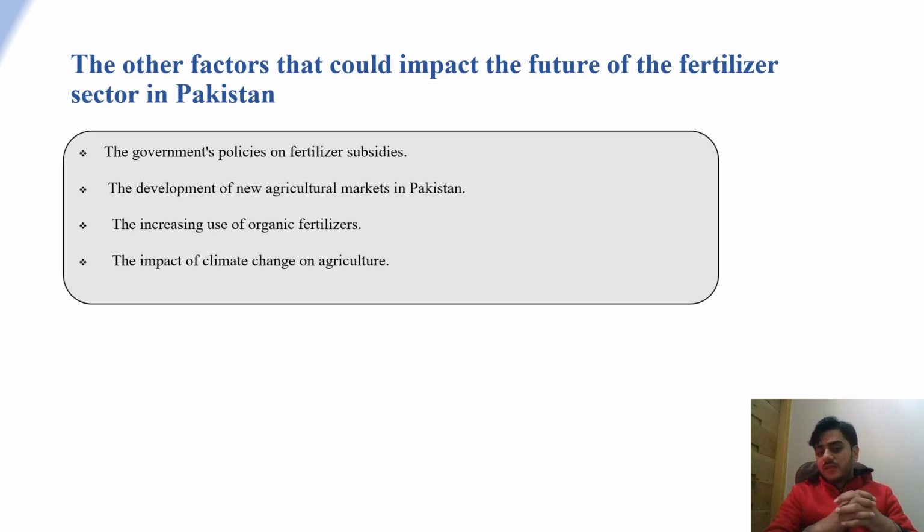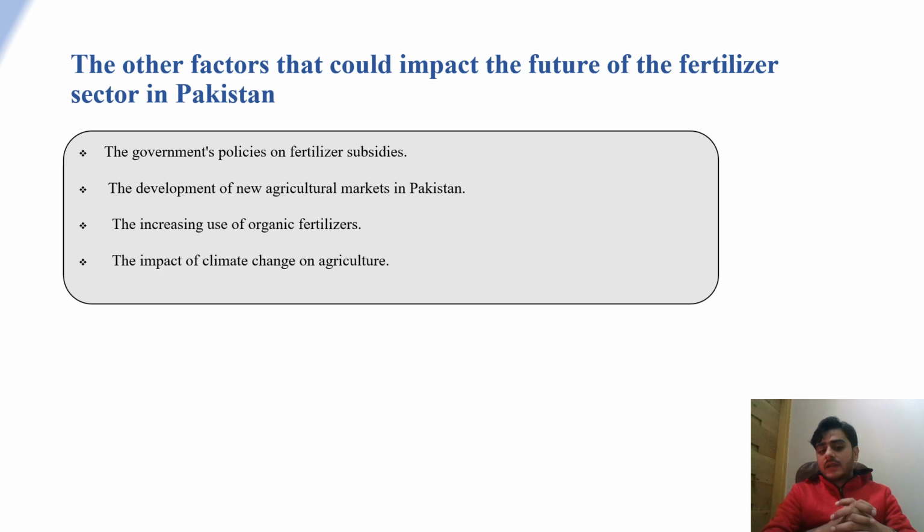Other factors that will impact the future: government policies are the biggest challenging factor for the fertilizer sector. Why are government policies important? Because the government runs subsidy programs and makes policy for the agriculture sector, so these policies directly affect the fertilizer sector. If the government decides to decrease subsidies in the agriculture sector, the fertilizer sector is directly affected. Other factors are the development of new agriculture markets and the increasing use of organic fertilizer. These are the major factors that may affect the fertilizer sector in future.